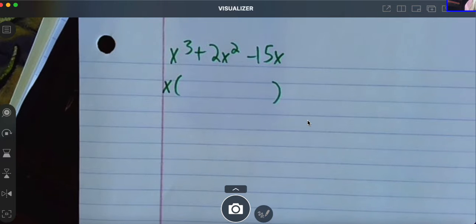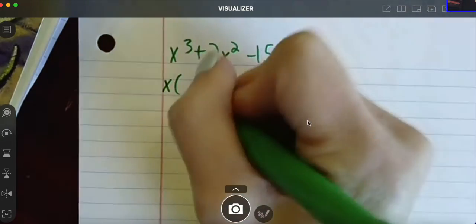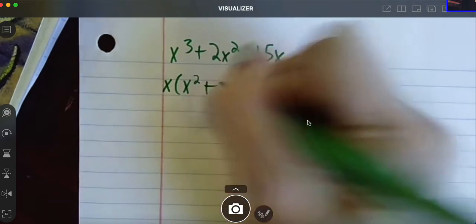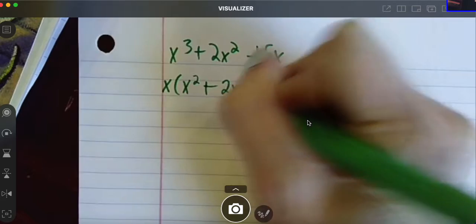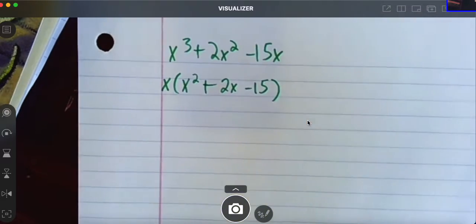X squared. Yeah. And on your quiz, it's this. There's no granny glasses on your quiz either. Okay, so it's just like this one. So there's an x squared left, and then what's next? 2x. A 2x and a minus 15.